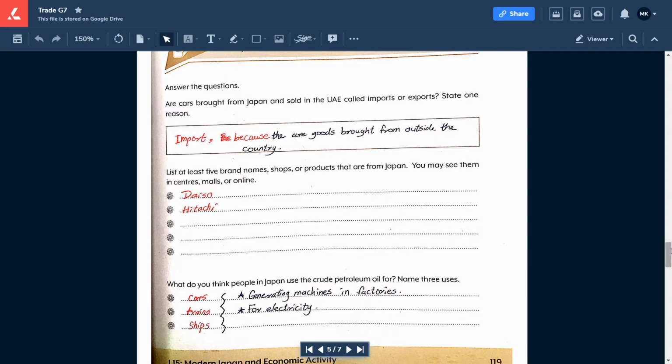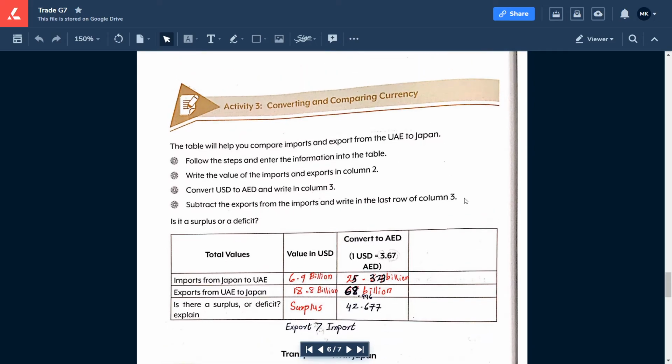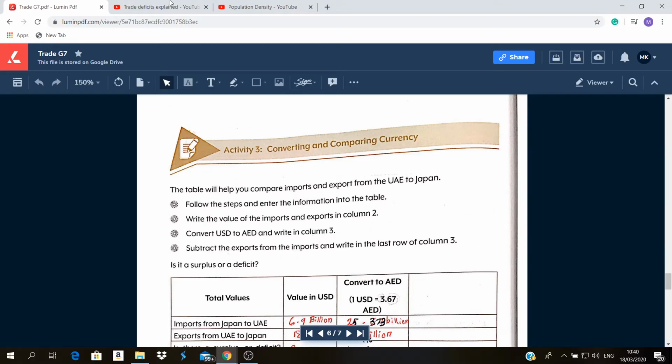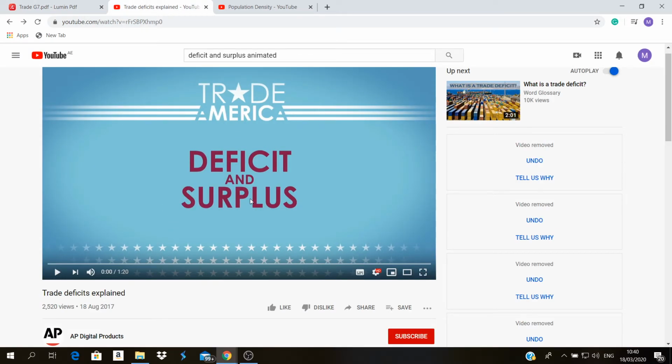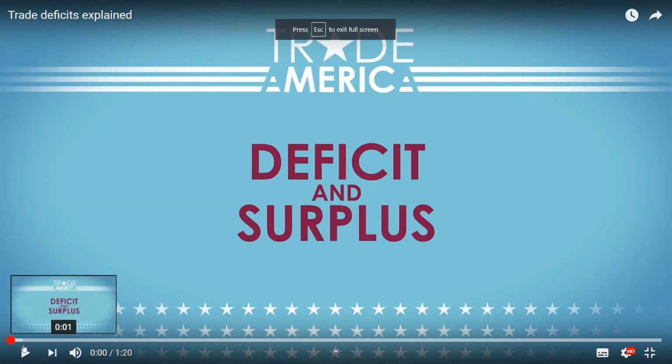Now, we have here an exercise, but first, let's watch a video about what we spoke about. Deficit and surplus. Of course, this video is only an example. It gives us the country of United States as an example to explain these 2 terms. Let's watch.